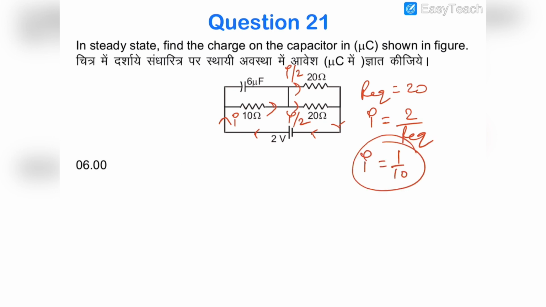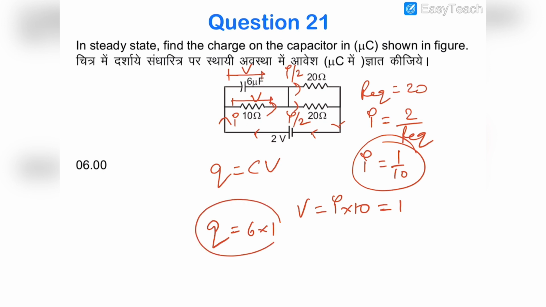So the voltage developed across this 10 ohm resistance is the same voltage that is developed across this capacitor, and the charge Q on the capacitor will be equal to CV, and V will be equal to I into 10, and this is 1, so Q will be equal to 6 into 1, which is 6. So the correct answer is 6. Now we move on to the next question.